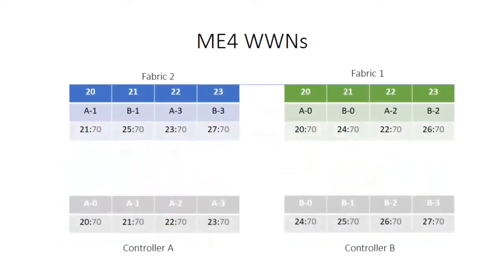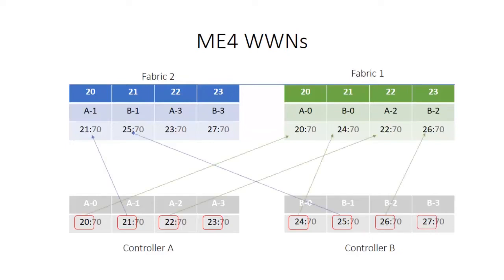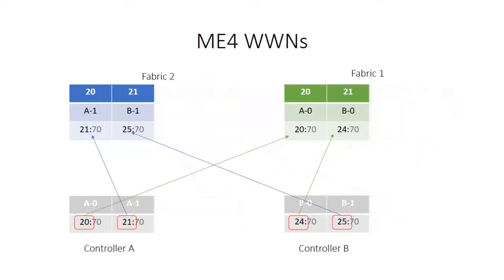You can use the first byte to identify what controller port is logged into each switch port. Starting with controller A port 0, the first byte of the worldwide name is 20. Port 1 is 21, port 2 is 22, and port 3 is 23. Controller B continues with 24 through 27. If this had been a dual protocol system with both fiber channel and iSCSI ports, there would only be 2 fiber channel ports in each fabric, not 4.